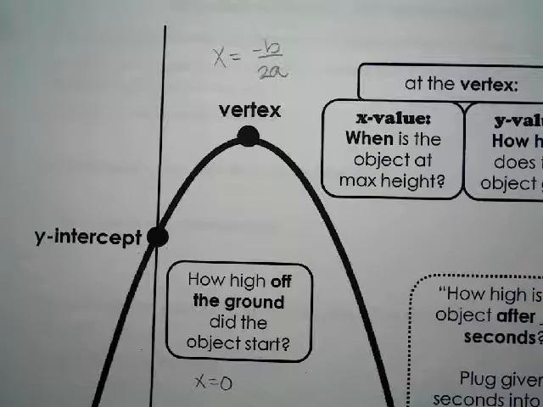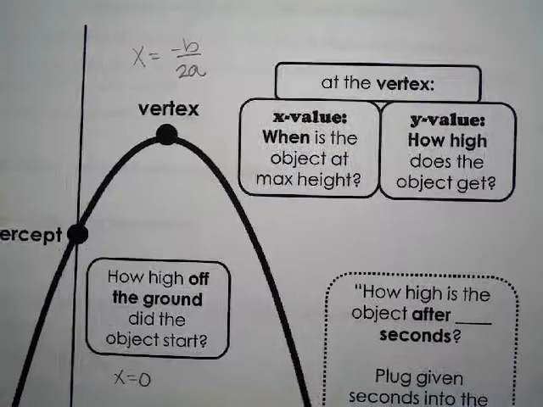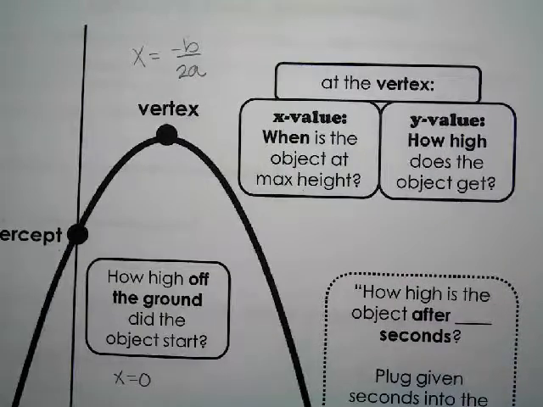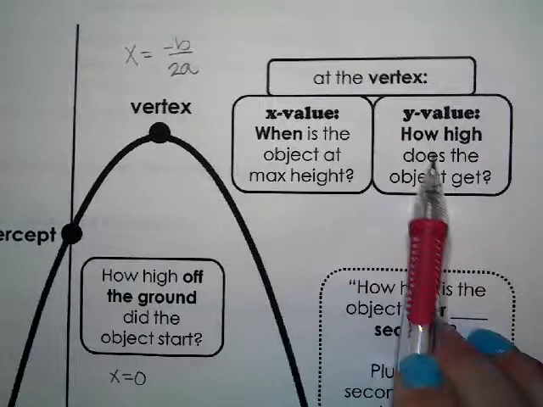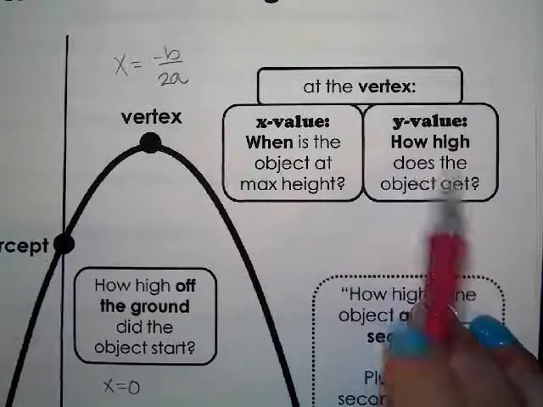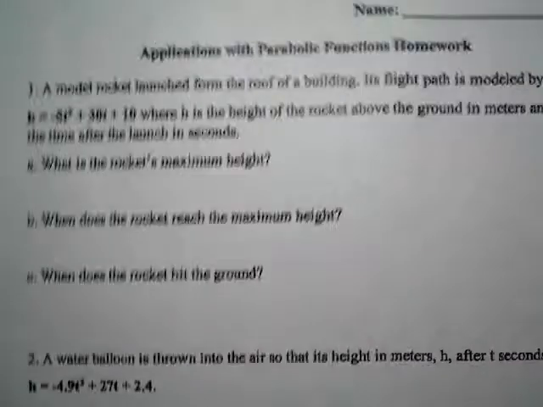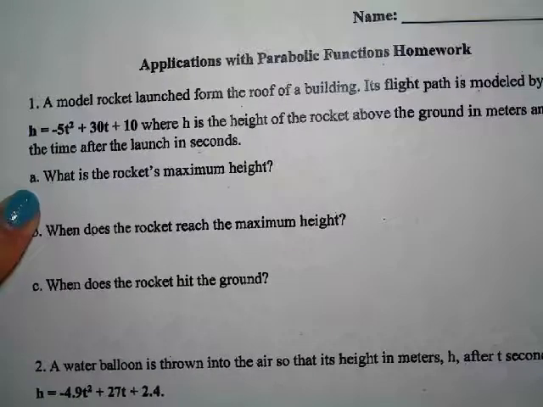Maximum height, we are looking for the y coordinate of the vertex. Okay, so let's go ahead and take this. We at least need the x coordinate first, right? So we're going to say x equals negative b over 2a. We do need that first so that we can find the y coordinate.